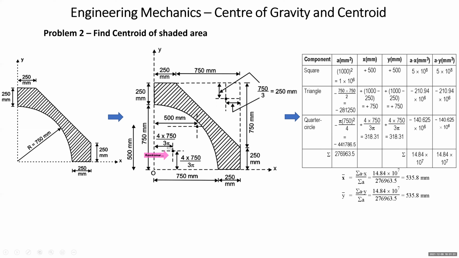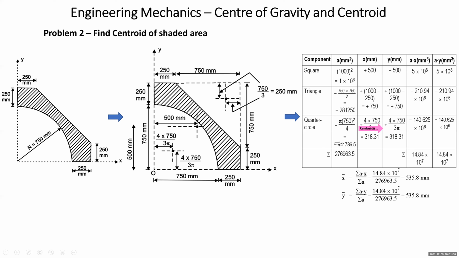This is the centroid of the quarter circle. The point is right of the y-axis by 4r upon 3 pi, so the x coordinate is positive 4r upon 3 pi. This point is above the x-axis by 4r upon 3 pi, so the y coordinate is plus 4r upon 3 pi. Then you will use the calculators. You will just do all the calculation. A into x will come here, A into y will come here for all the three components.